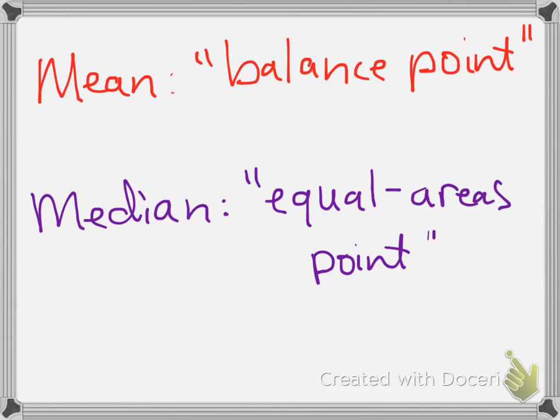The median is the point in your density curve where you're going to have an equal area on either side. Now this one's probably a little bit easier to understand or to visualize. We said in the last lesson that in order for a curve to be considered a density curve, it has to have an area underneath it of exactly 1.